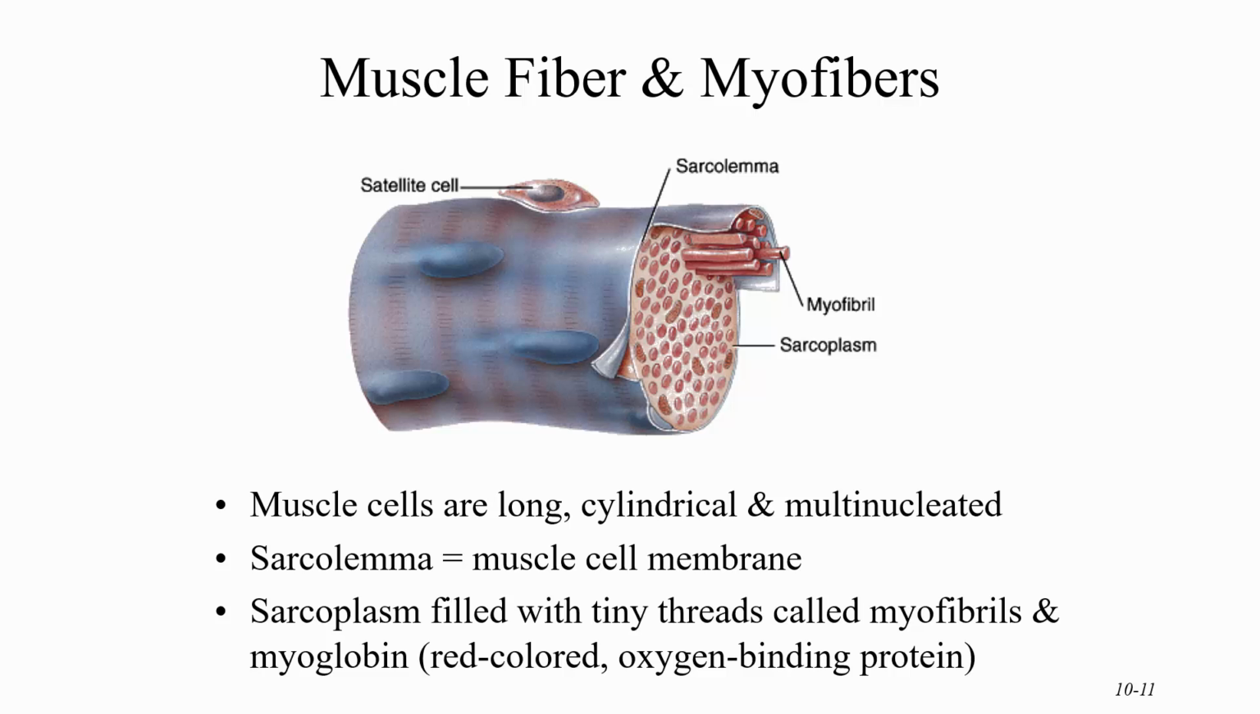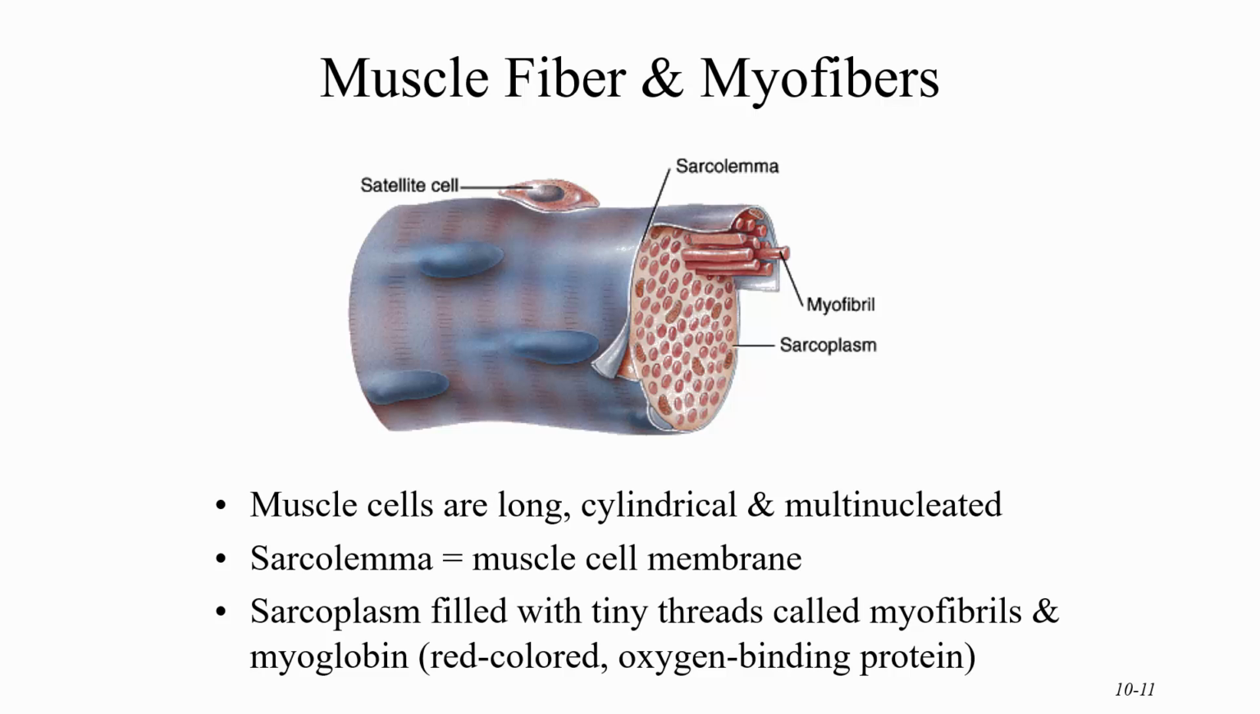Now, myoglobin is the red-colored oxygen-binding protein. It's very similar to hemoglobin. Hemoglobin is found inside your red blood cells, and that's what carries oxygen to the body. In fact, anemia is when you're not making enough hemoglobin, and so that kind of lowers your oxygen-carrying capacity.